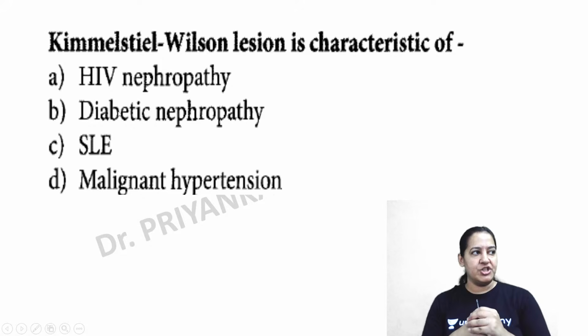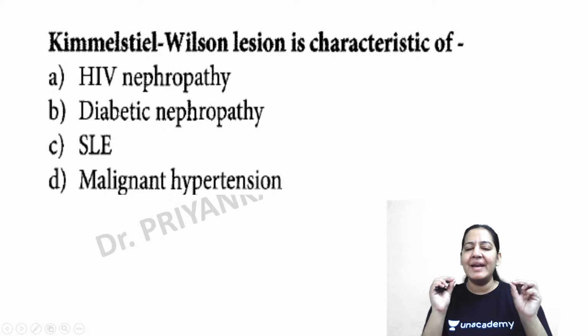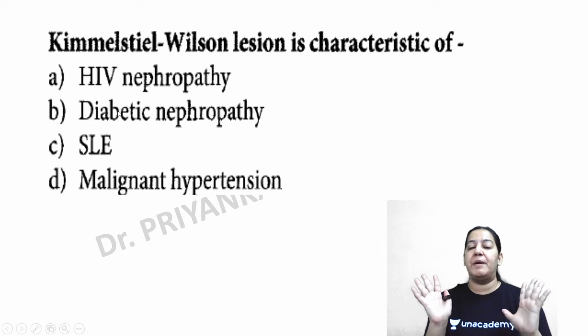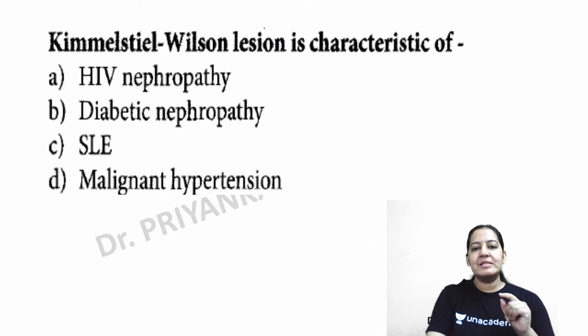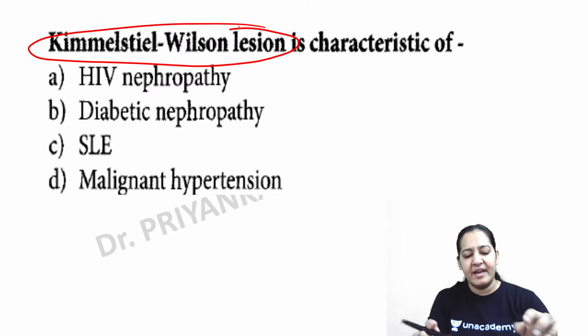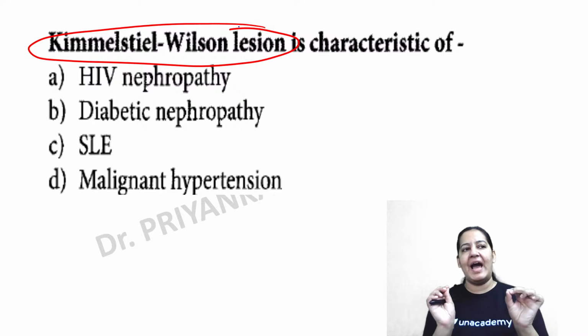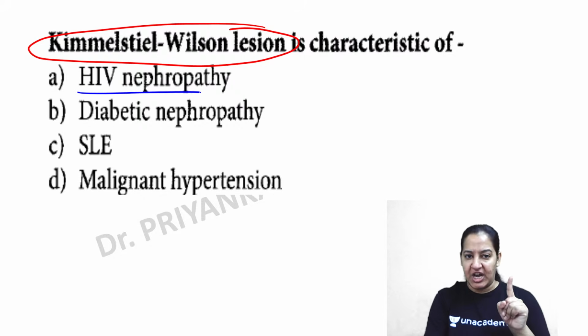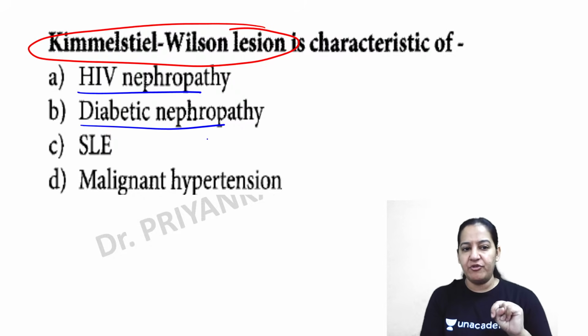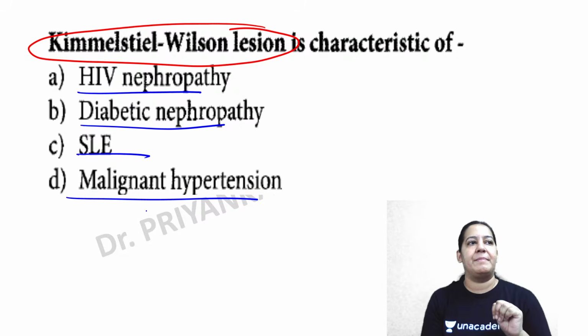Right, this is the next question in front of you. It was repeated many times in previous year question papers and many exams. Kimmelstiel-Wilson kidney is seen in... I guess the question is super easy. Everyone will be right, those who are watching me live. Is it HIV nephropathy? Is it diabetic nephropathy? Is it SLE, or is it malignant hypertension?